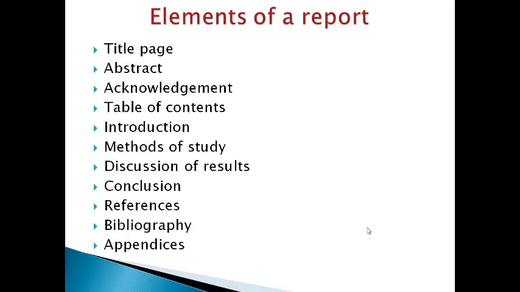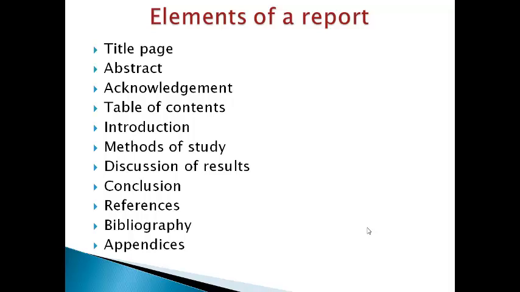Then, what are the elements of a report? There are 11 elements of a report: title page, abstract, acknowledgement, table of contents, introduction, methods of study, discussion of results, conclusion, references, bibliography, and appendices. First one, title page. The title page includes the topic, then submitted by, submitted to, and submitted date.